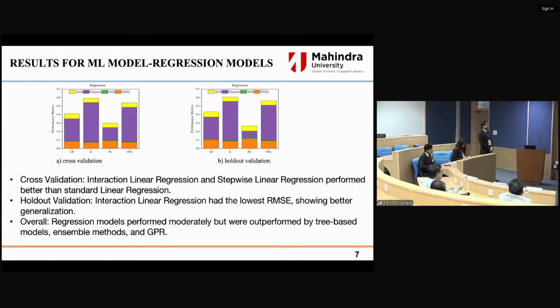Now that we understand the input parameters, let's look at how different ML models perform, starting with regression models. Linear regression models were tested, including stepwise and interaction linear regression. We evaluated their performance using cross-validation and hold-out validation, two techniques that help assess how well the model generalizes to new data. While regression models showed moderate accuracy, they were outperformed by more advanced models like tree-based and ensemble methods.